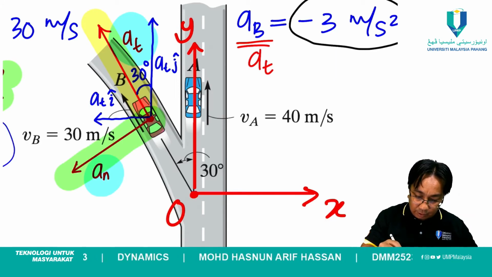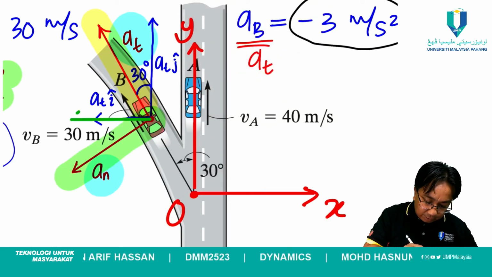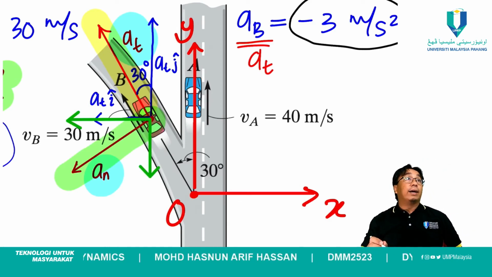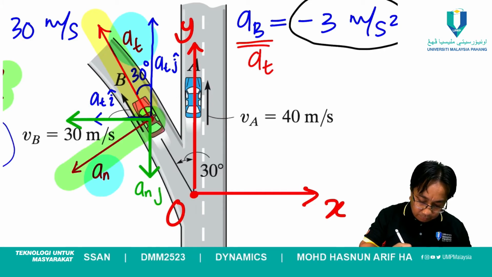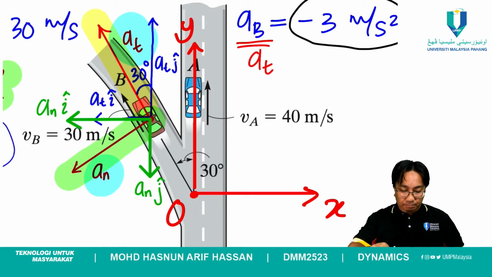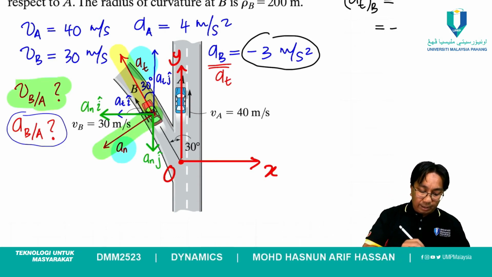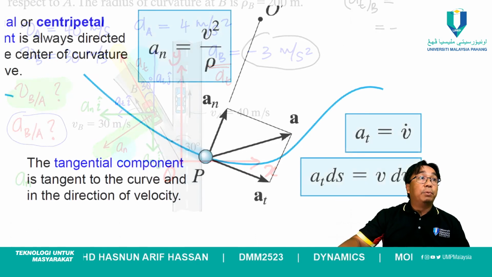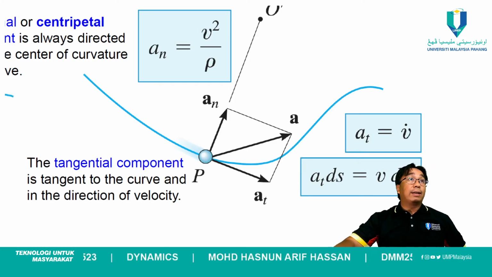There will be one component in this direction, and there will also be another component in the negative y direction. So this will be a_nj, and this will be a_ni. Earlier we already have a_t of minus 3 given, but a_n is not given, so we need to calculate. According to our previous lesson, a_n is equal to v squared over rho.